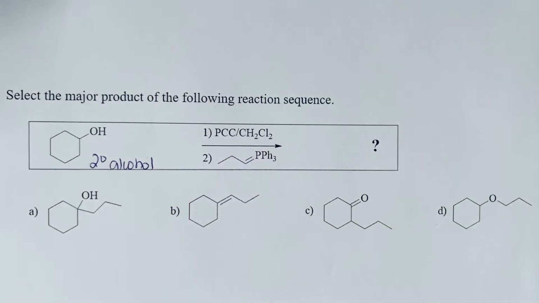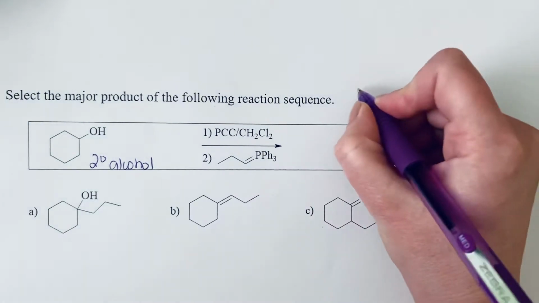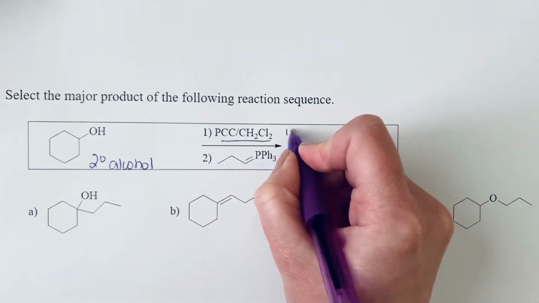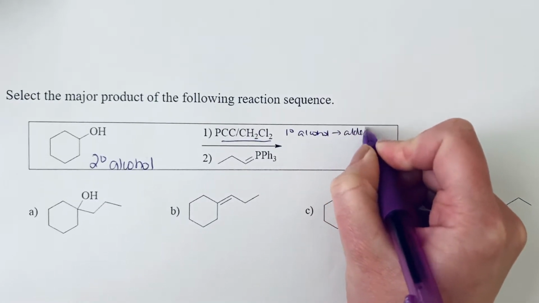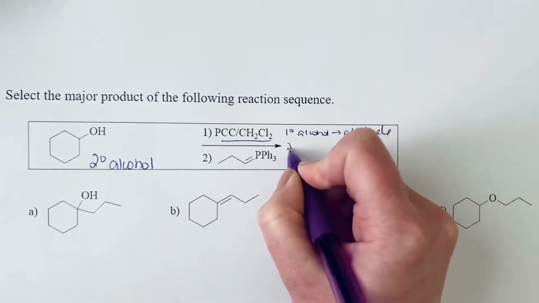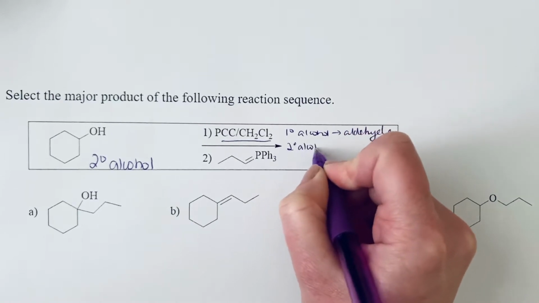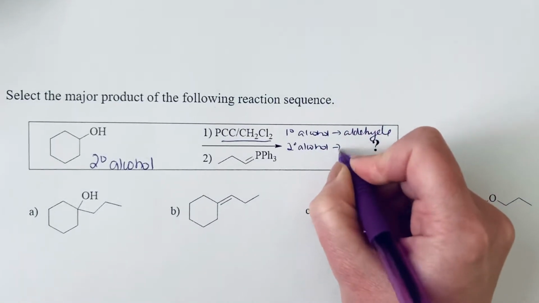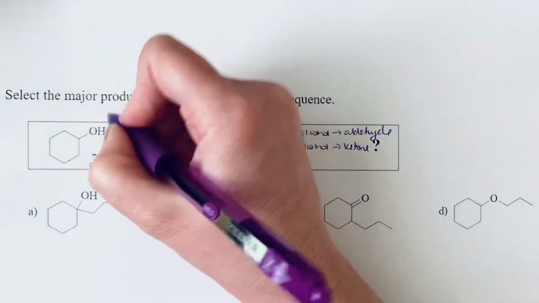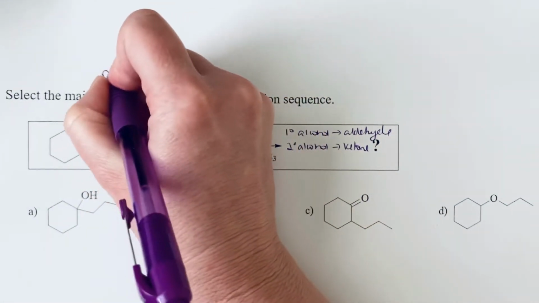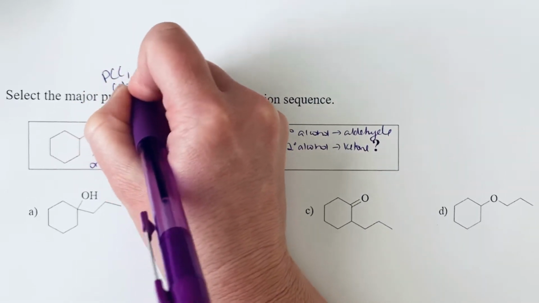PCC is pyridinium chlorochromate. This is a selective oxidizing agent that would take a primary alcohol and form an aldehyde. And if it's a secondary alcohol, secondary alcohols are just oxidized to ketones regardless of your oxidizing agent. So where this is a secondary alcohol, we're going to form a ketone when we react this with PCC and methylene chloride.